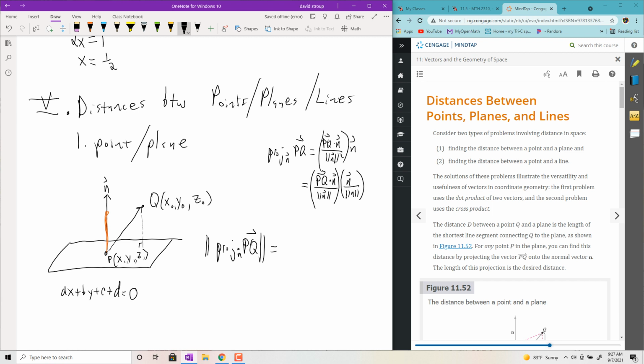Because if you remember, we had this theorem that said the magnitude of a scalar times a vector is just equal to the absolute value of the scalar times the magnitude of the vector. So if the magnitude of the vector is 1, then you can just pick off the scalar part, and that will be its magnitude. So the projection of PQ onto n is just going to be the absolute value of PQ dotted with n, all over the magnitude of n.